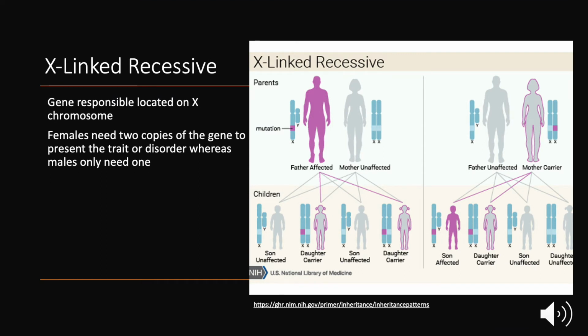X-linked recessive patterns of inheritance also occur when the gene responsible is located on the X chromosome. However, females need 2 copies of the gene to present the trait or disorder, whereas males only need 1.